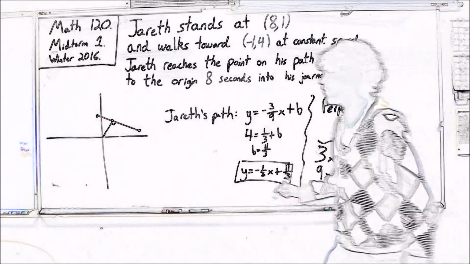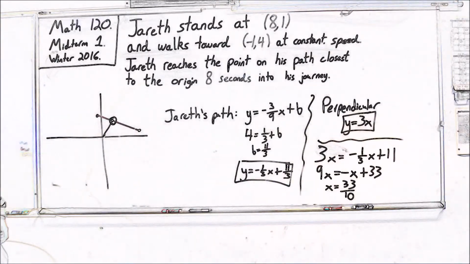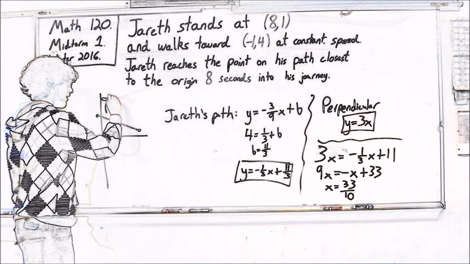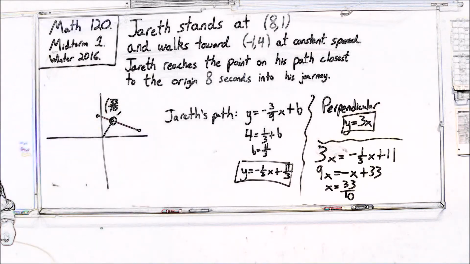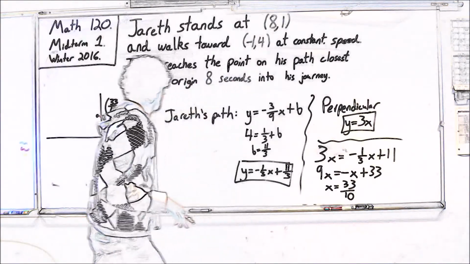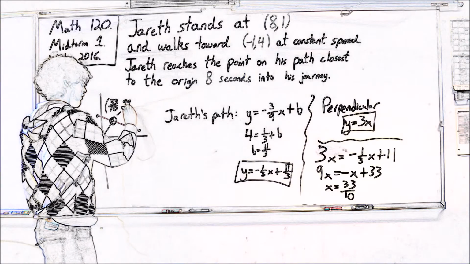So I'm interested in expressing what this point is here. In particular, I can say now that the x-coordinate is 33/10. And the y-coordinate is, well, it's on this line y equals 3x. So the y-coordinate is going to be 99/10.